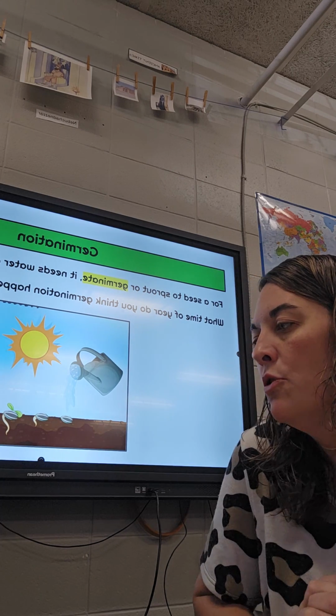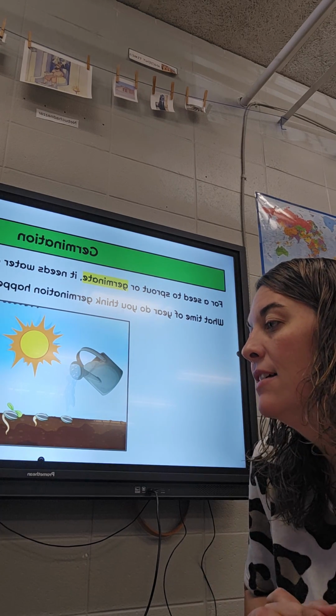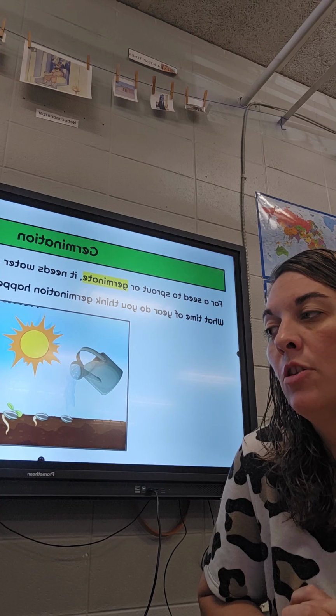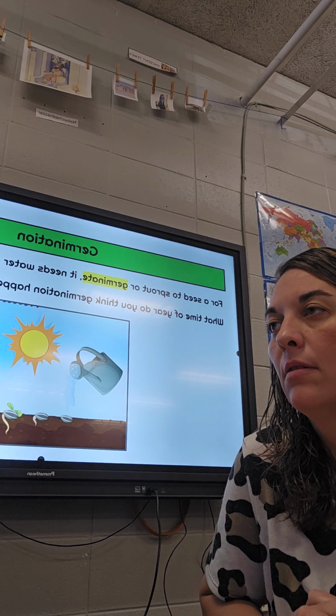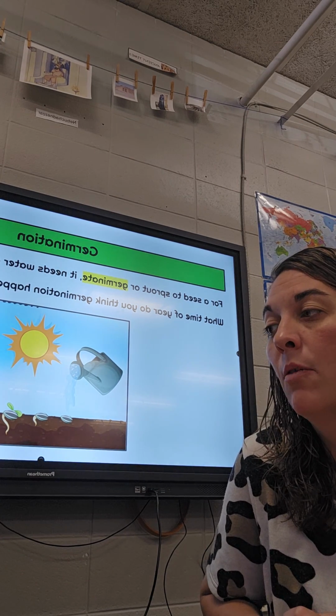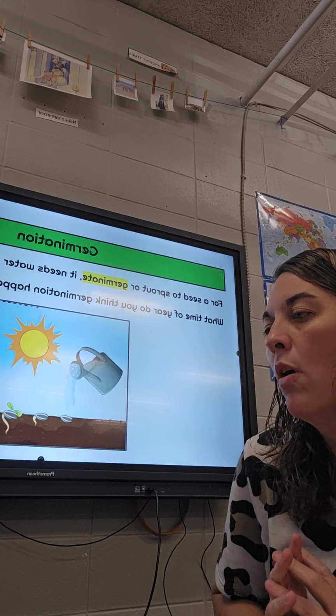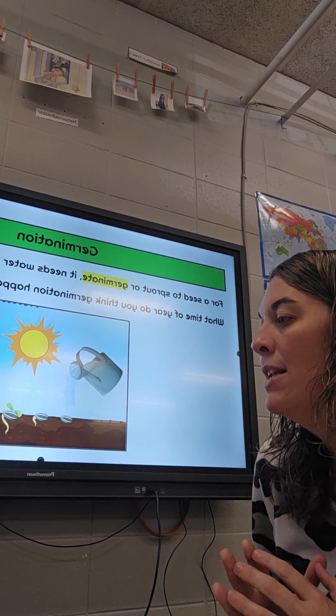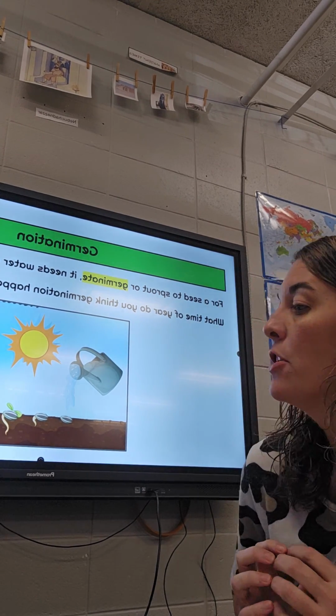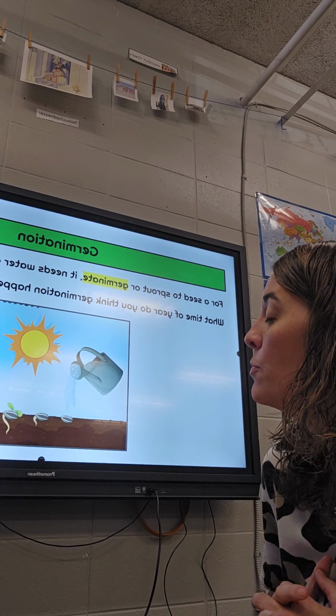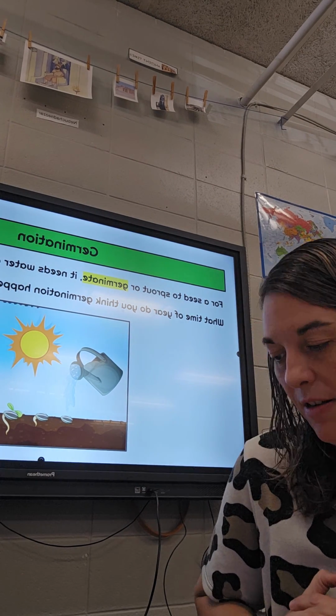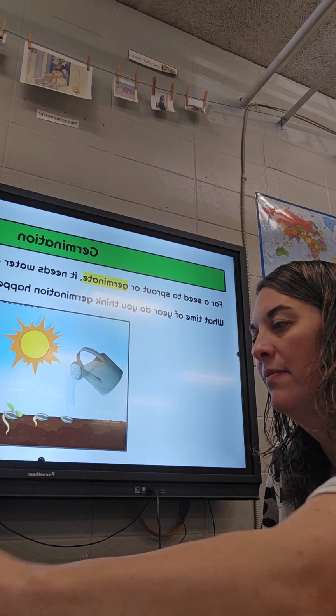So for a seed to sprout or germinate, they mean about the same thing, right? Germinate, sprout, they would mean about the same thing, correct? It needs water and warmth. What time of the year do you think germination happens? Winter or spring, if we need warmth? Spring. Good job.